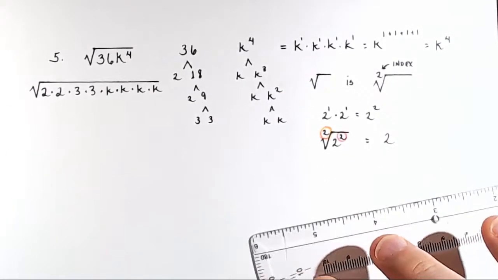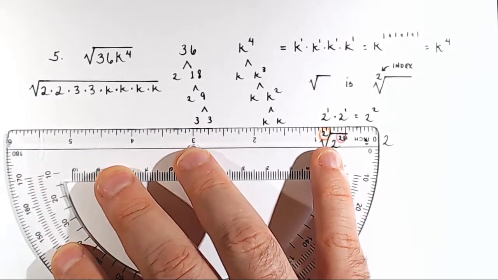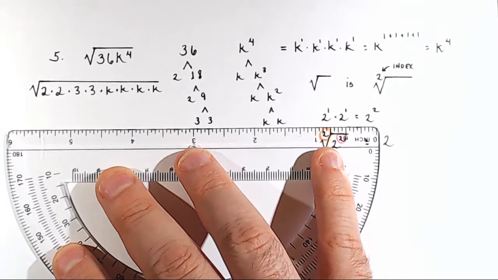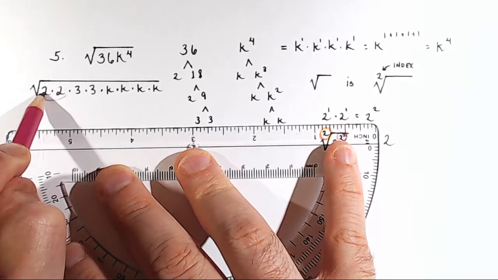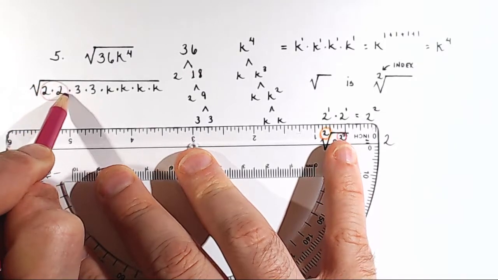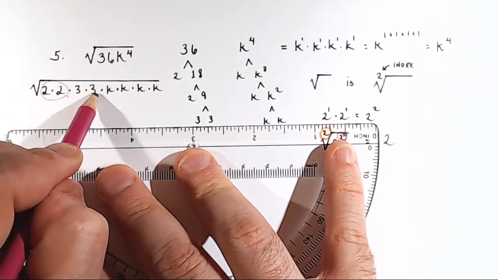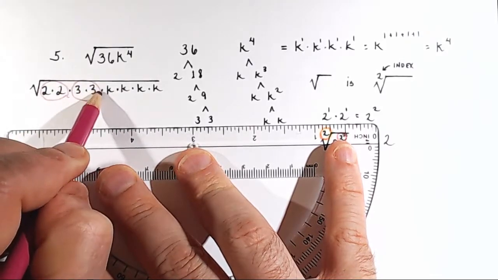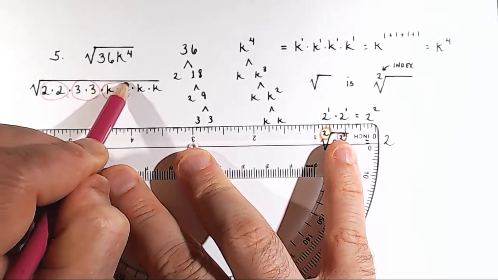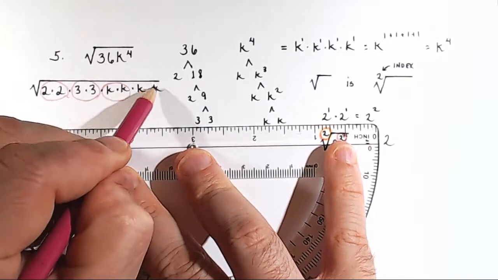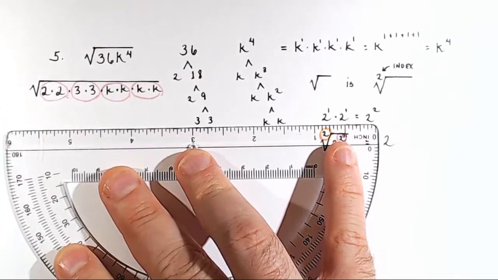Now we're going to play another little game. We are going to group our pairs of numbers or letters. Here I spy a group of 2's, and that group of 2's can be rewritten as 2 squared. Here's a pair of 3's. That pair can be written as 3 squared. Here's a pair of k's. That can be written as k squared. Here's another pair of k's. That can be written as k squared.